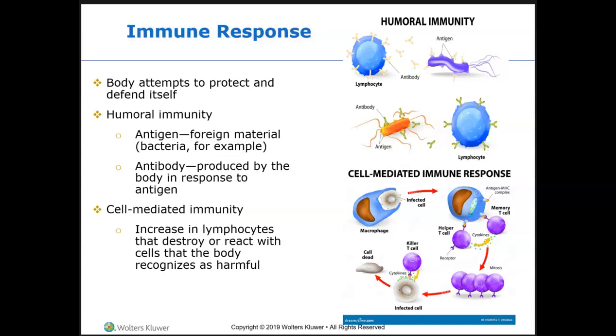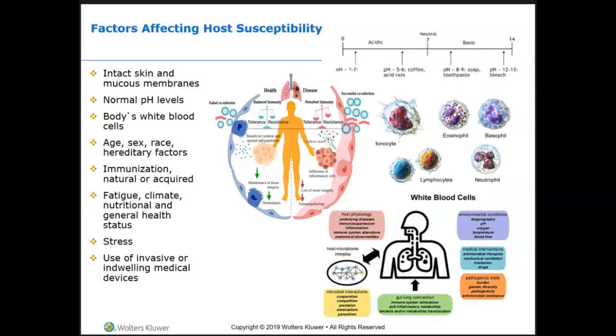And then second is the cell-mediated immunity. Now, this is where, as a result of exposure to these pathogens, you have an increase in your lymphocytes that will literally destroy or react with cells that the body recognizes as harmful, right? So again, cell-mediated immunity will result in the increase in lymphocytes that destroy or react with cells that the body recognizes as harmful, okay? So one, humoral will produce a copy of the pathogen, or two, it will literally destroy the pathogen itself. Okay, factors that affect the host susceptibility.